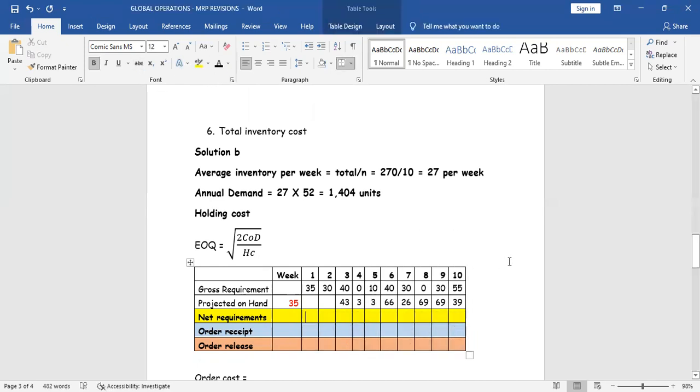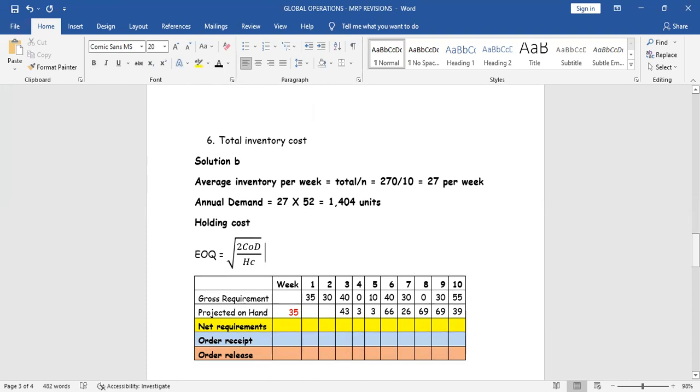Okay, I'll come and fuse them in as we find. Okay, so now my EOQ should be okay. Sorry, just beg your pardon. I need also to have the holding cost. Remember from our previous tutorials, in order to calculate the EOQ, we need the holding cost per unit per year.